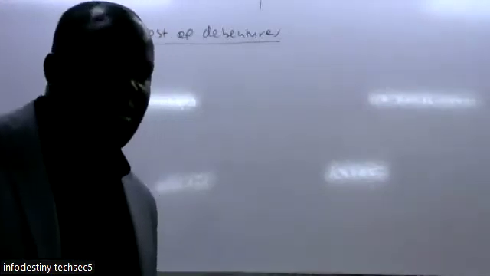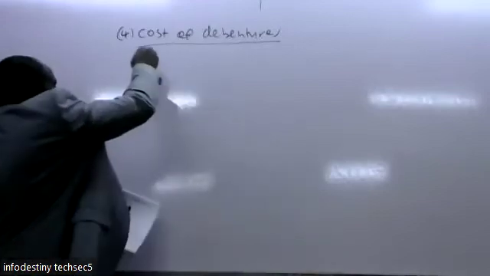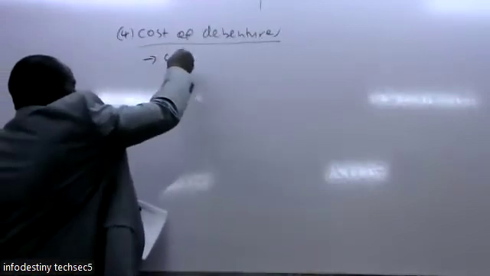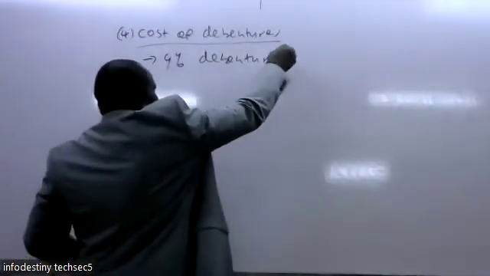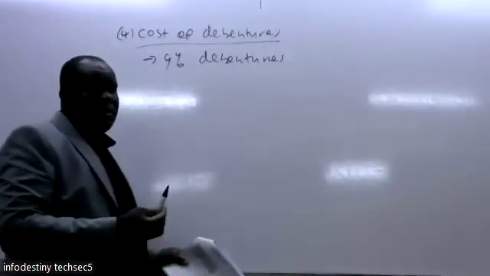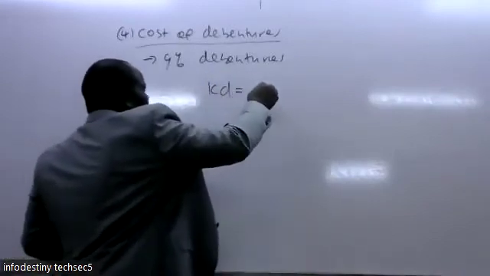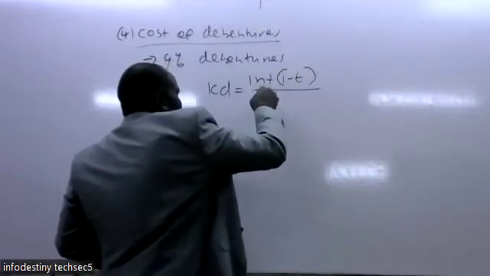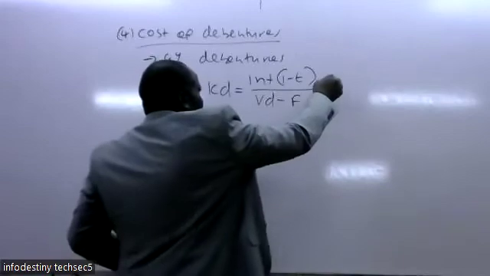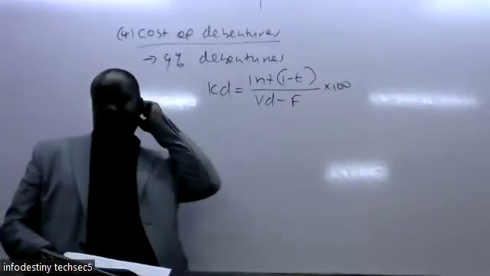So we are now to discuss the cost of the debenture. So debentures, I said they were classified into two. One of them is the 9% irredeemable debenture. So when the debenture is irredeemable, you remember KD is supposed to be given by interest times 1 minus the corporate tax, divided by the current value for the debenture minus the flotation cost. Then we express it as a percentage.